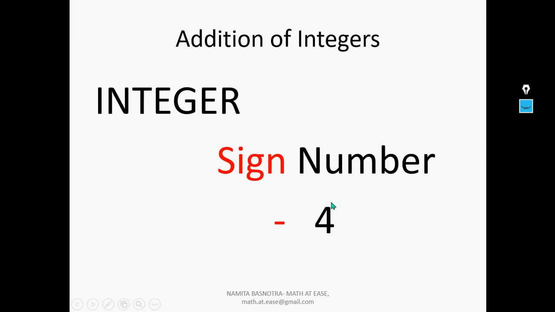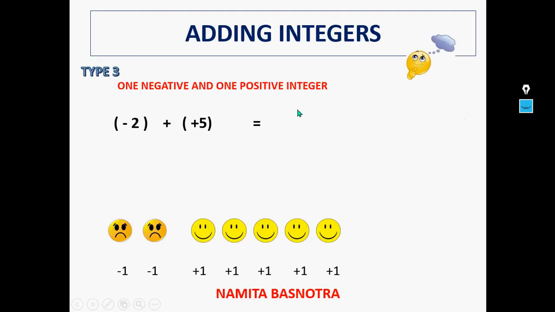But those who just pick up the number and are not very careful with the sign, that is where we start making the mistake. So remember, integer means sign and the number together. So let's go to the next screen. Now we do type 3.